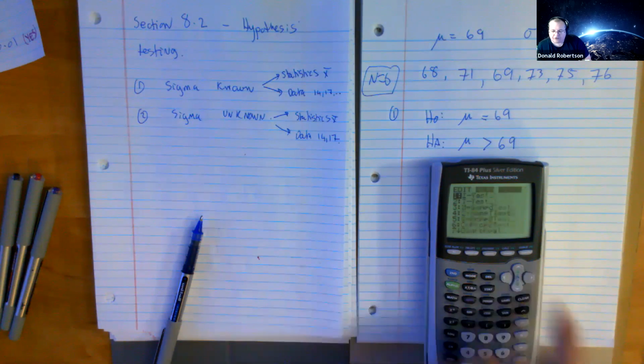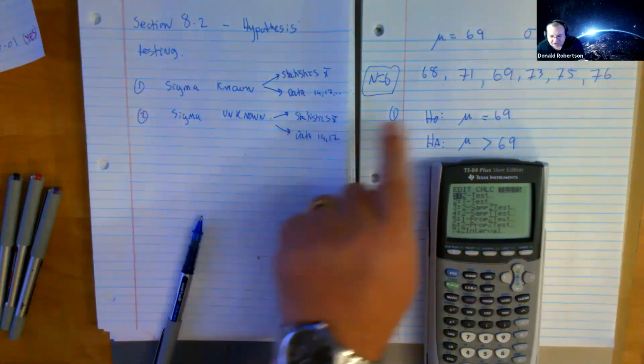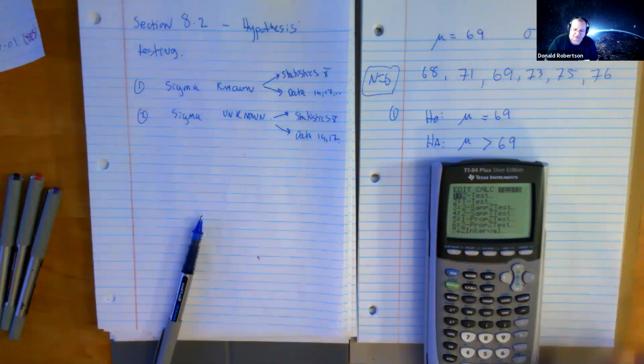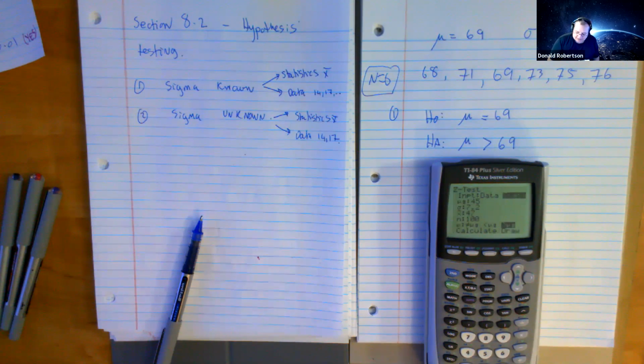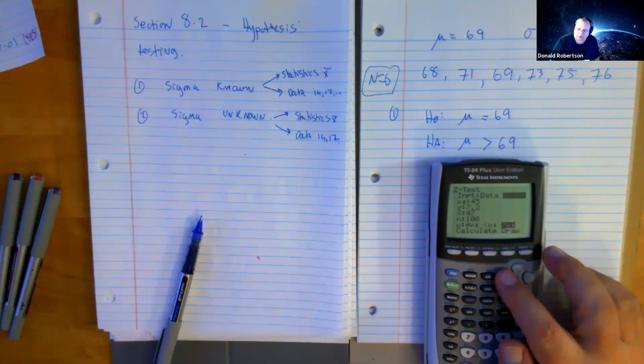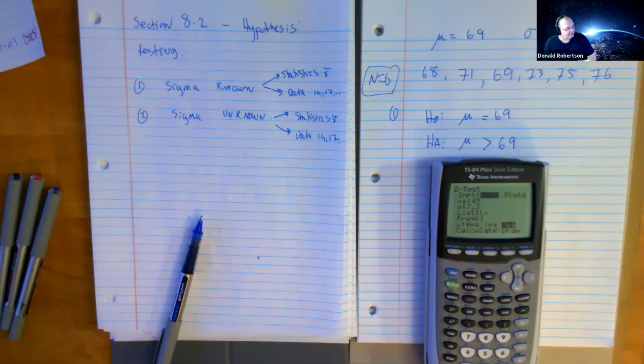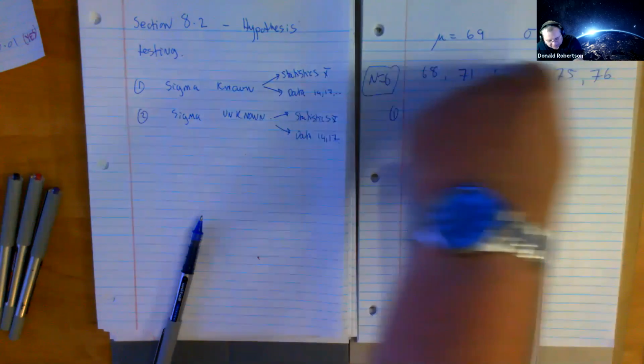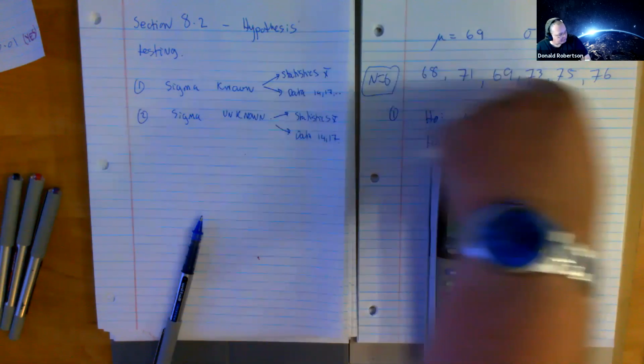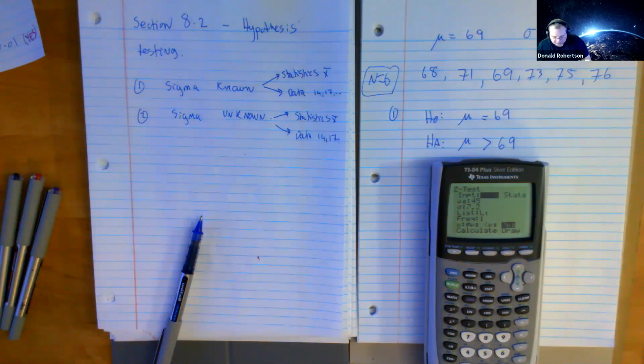Go over to tests. Since sigma is known, doesn't that mean we use number 1? If you know sigma, you use a Z test, right? So hit enter. This time, I'm going to use the data choice because it's not X bar. Isn't it just a whole load of numbers? It's data. Let's see what that looks like.